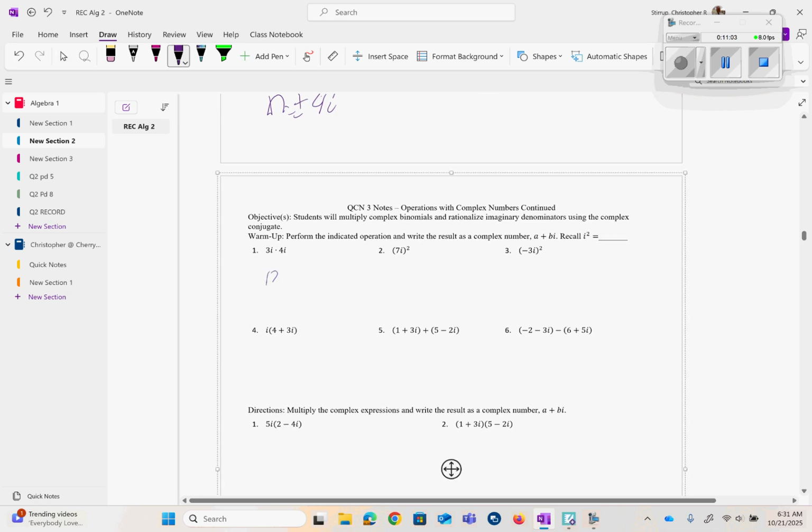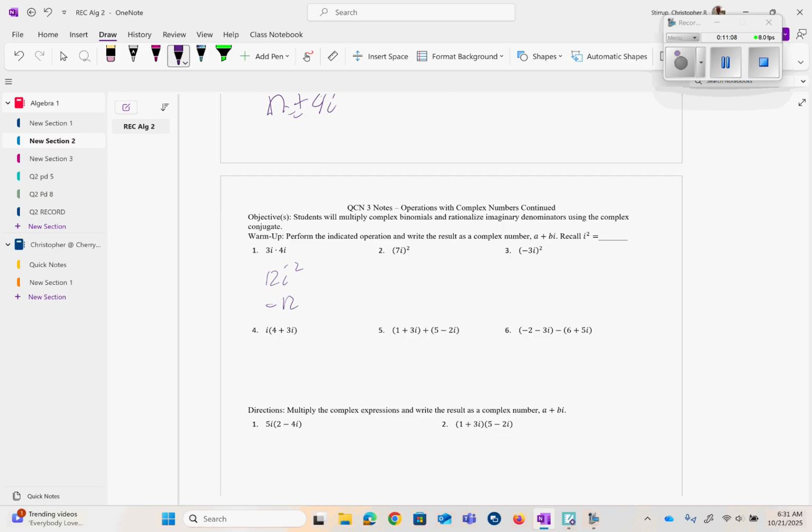So that's going to give me 12i squared. i squared is equal to negative 1, so I get negative 12. This is going to give me 49i squared. i squared is negative 1, so that's negative 49. That's going to give me 9i squared. Negative i squared is negative 1, so that's negative 9. Distribute, I'm going to get 4i plus 3i squared. i squared is negative 1, so I'm going to get negative 3 plus 4i.